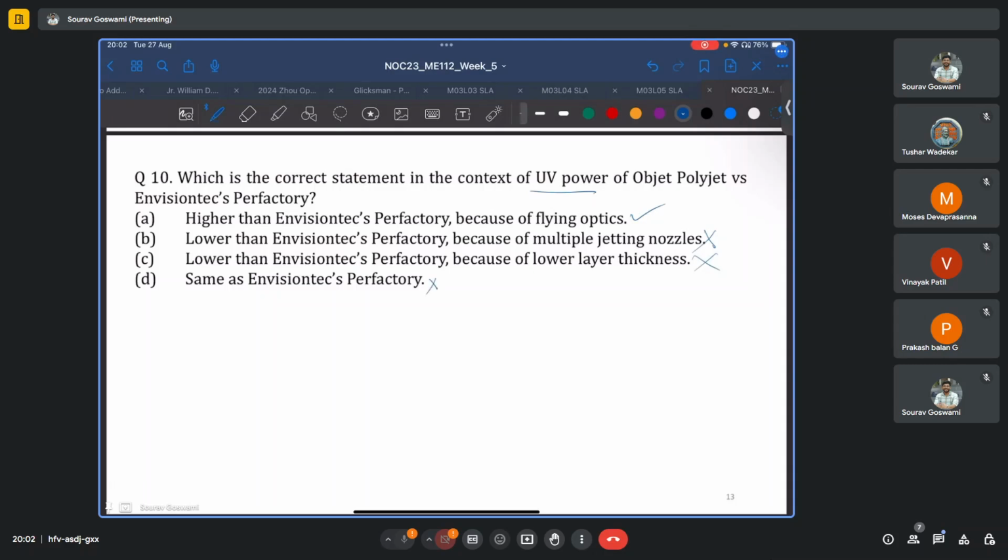Not always. It has to be higher because of the requirement we just discussed. The curing must take place almost instantaneously, which is only possible with a high power UV laser. Whereas for Envision's Perfactory, the UV laser may be of a similar wattage to SLA, so say of the order of 40 or 50 milliwatt only. So option A is correct for this question.